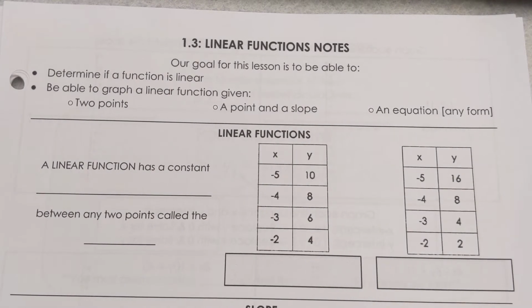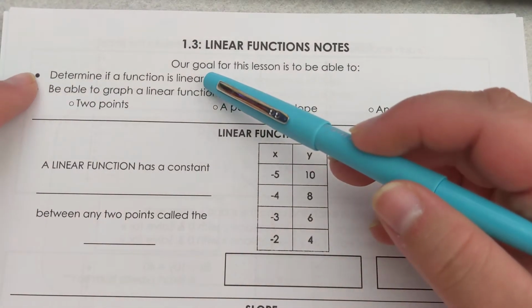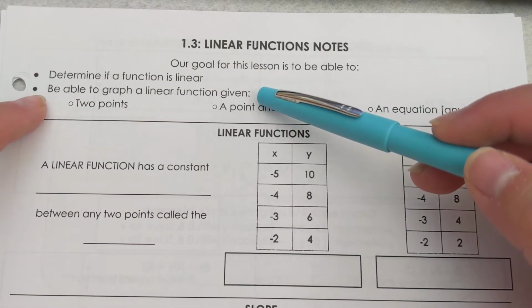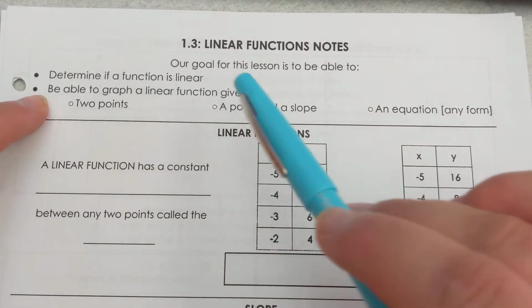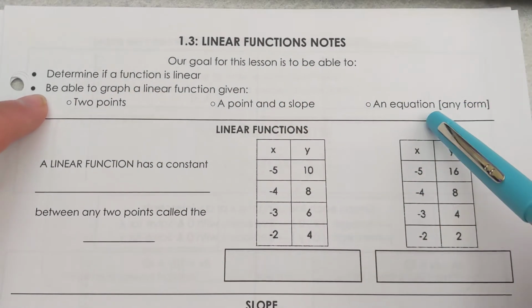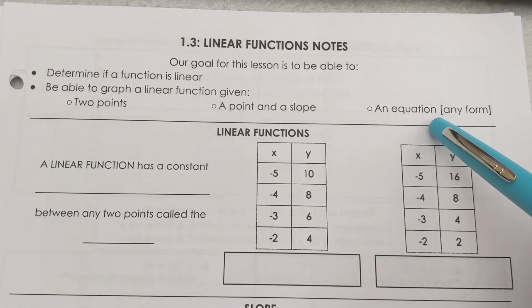Hey everyone, welcome to the 1.3 linear functions notes. Our goal for this lesson is to be able to determine if a function is linear and graph a linear function from 2 points, a point and a slope, or any equation. There are 3 forms we're going to talk about.